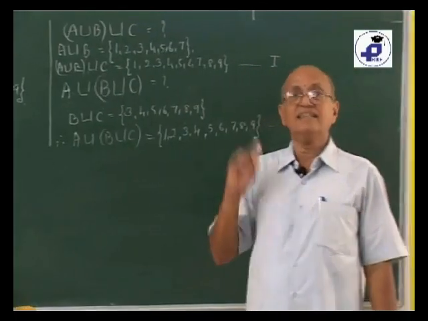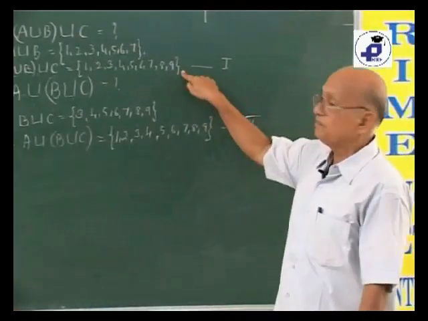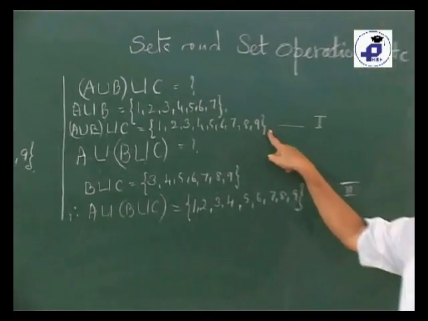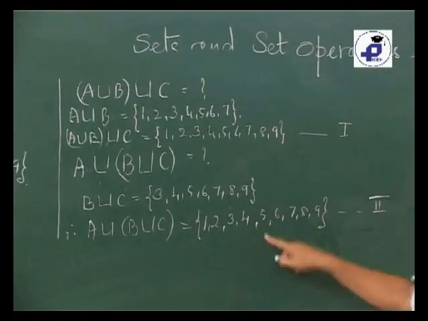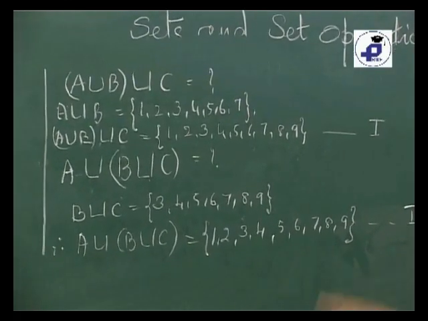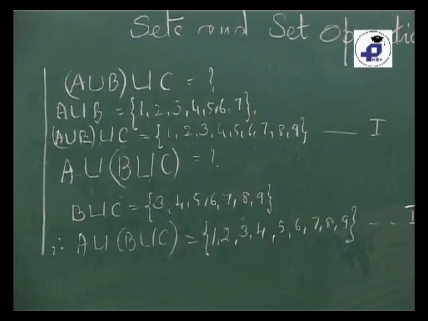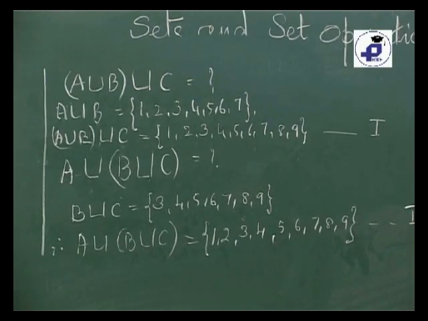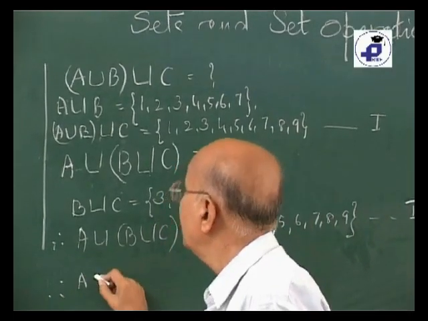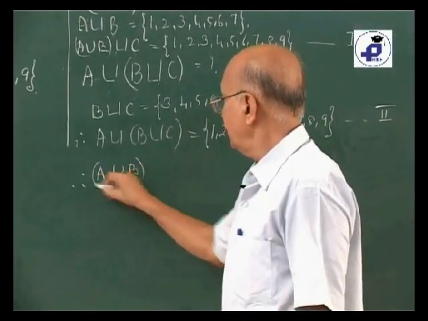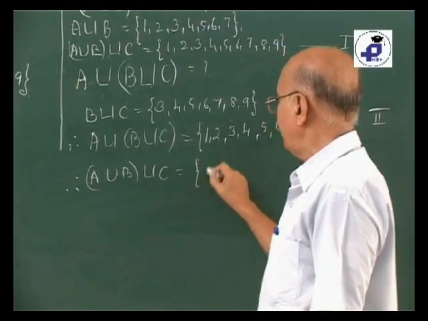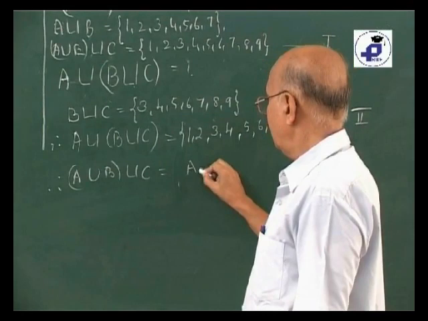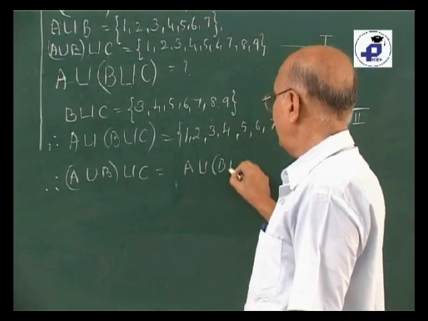The first result and the second result. Look at this result. This contains 1, 2, 3, 4, 5, 6, 7, 8, 9. What about this result? 1, 2, 3, 4, 5, 6, 7, 8, 9. What do we conclude from this? These two, I want you to observe 1 and 2. What do you observe? What do you conclude? They are the same set. Therefore, we say that (A union B) union C is equal to A union (B union C).